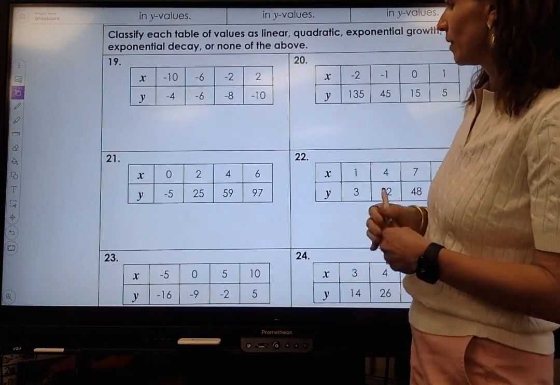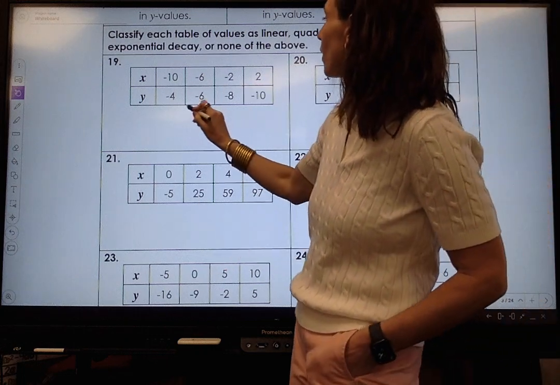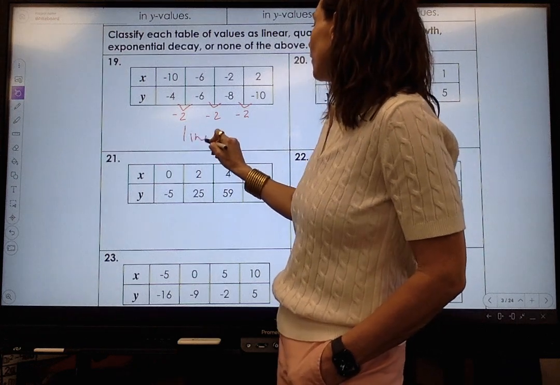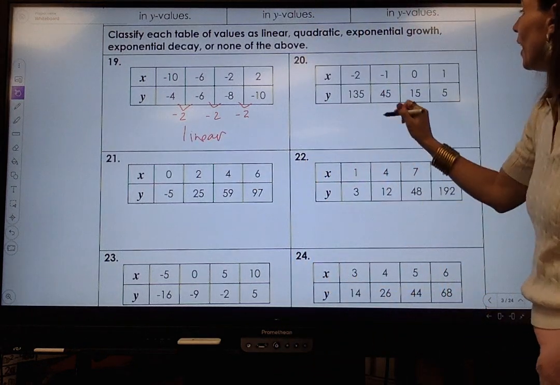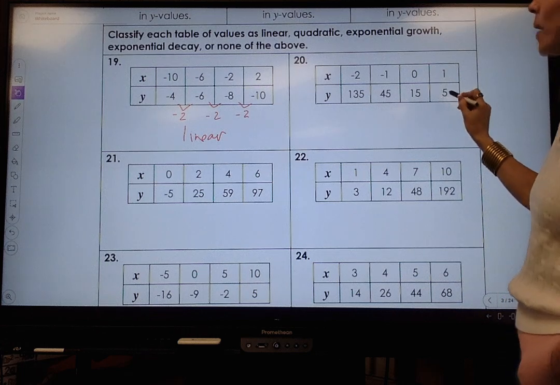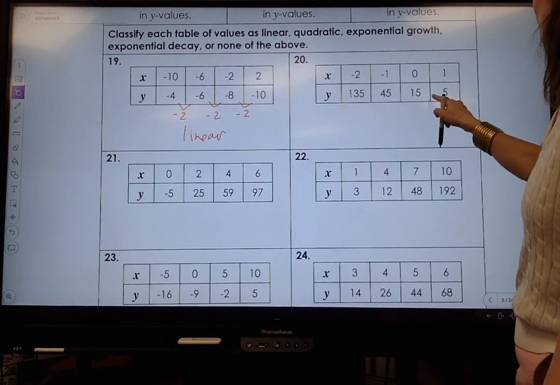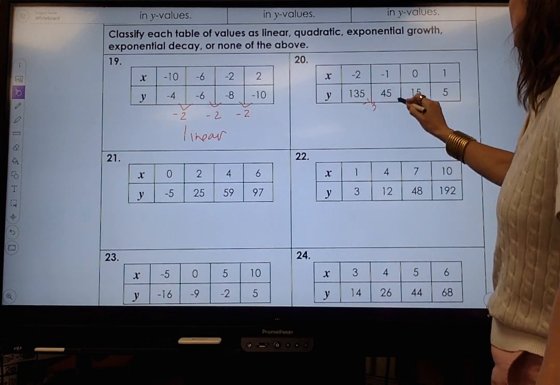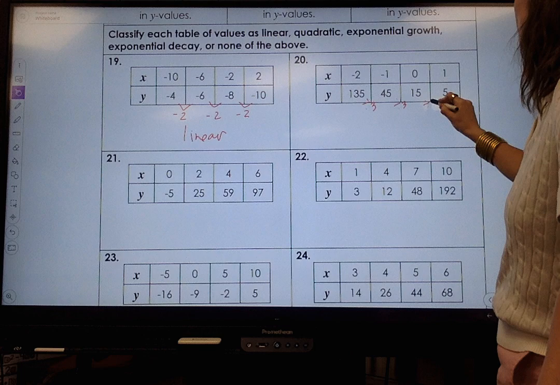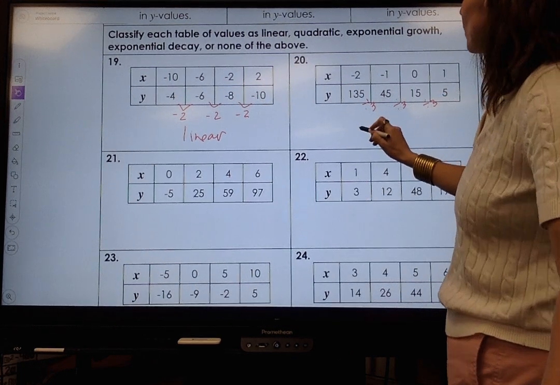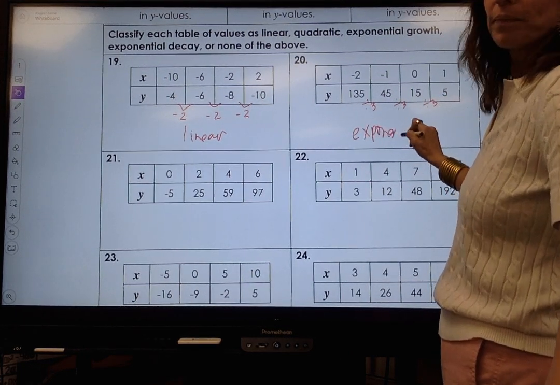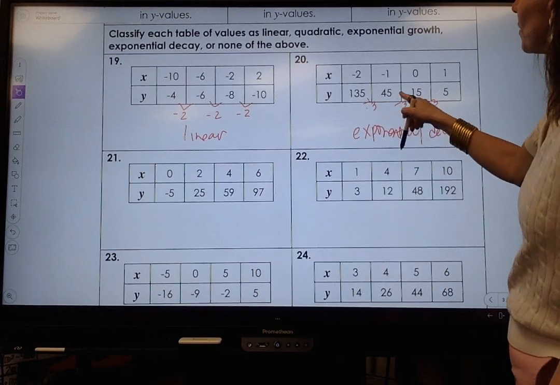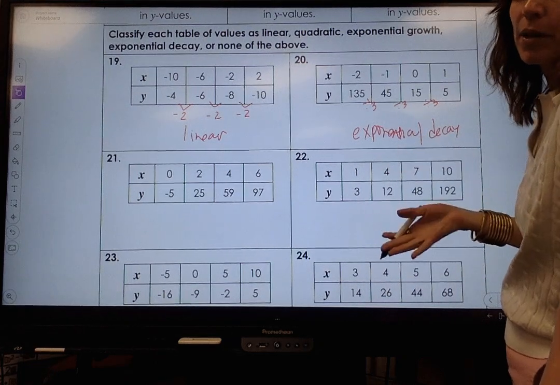So let's take a look. I'll just do 19 and 21 with you guys. So here you're subtracting 2, subtract 2, subtract 2, making it linear. I lied. Let's do a few more. Here, I'm going to go backwards, and I'm going to look that if I divide it by 3, divided by 3, divided by 3. So I can divide all these by 3, so therefore, it is going to be exponential. Okay, and it's a decay because I'm dividing. If I were multiplying, it would be exponential growth.